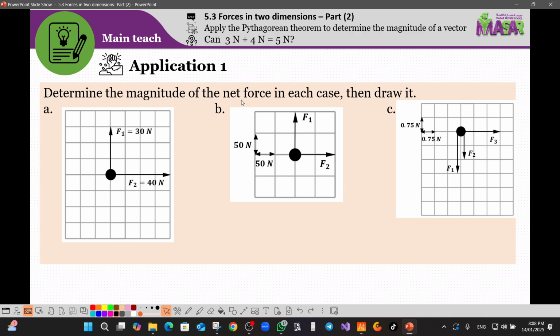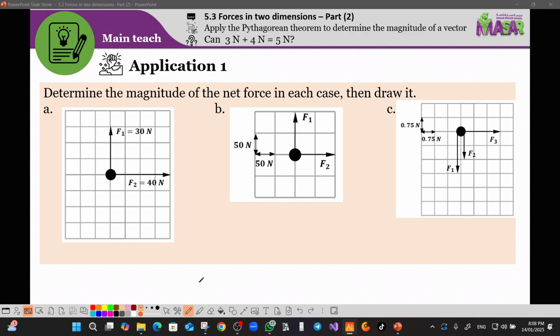Now we can solve application 1. Determine the magnitude of the net force in each of the following cases, then draw it. So let's start.